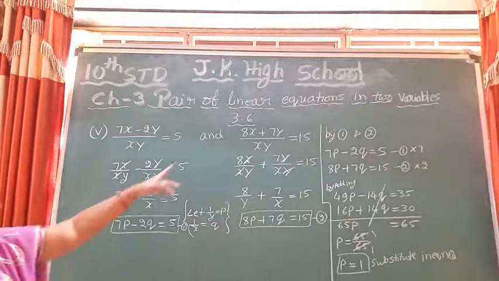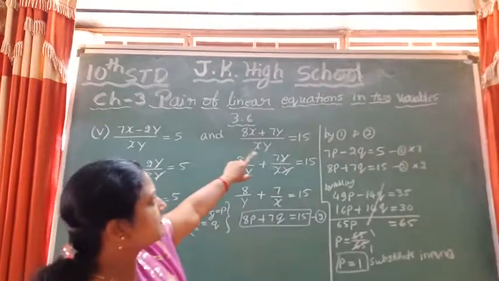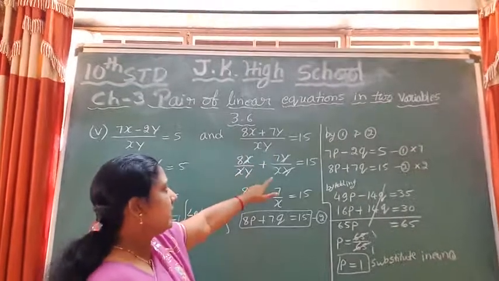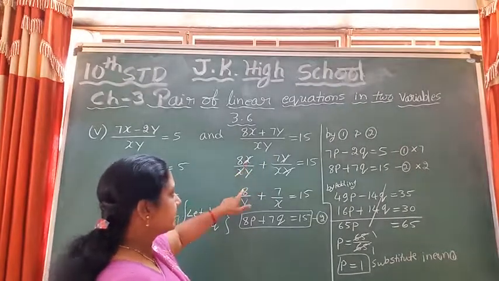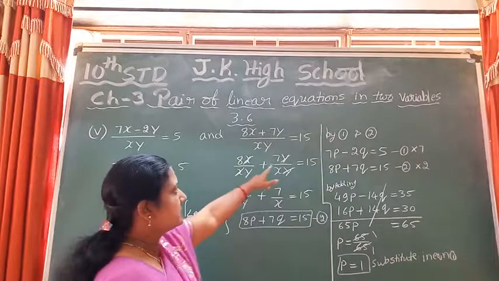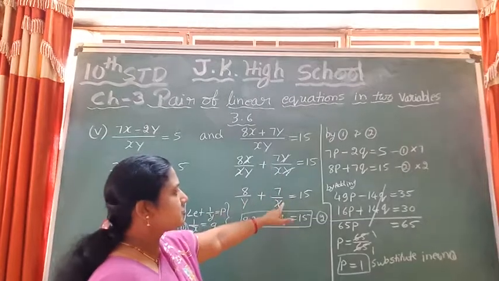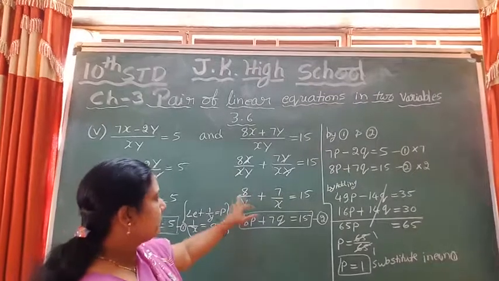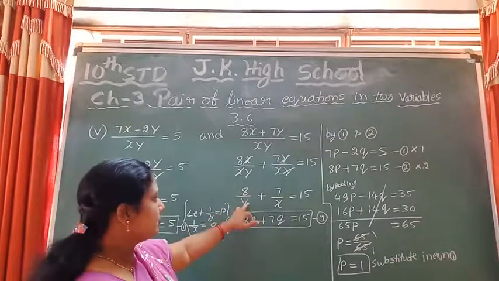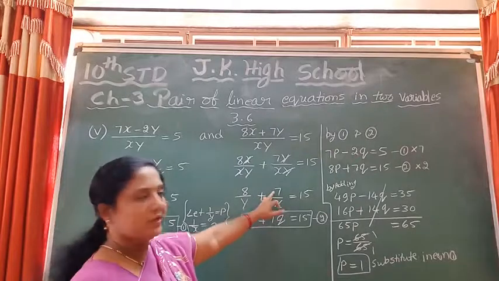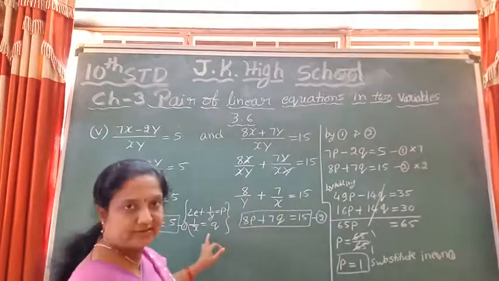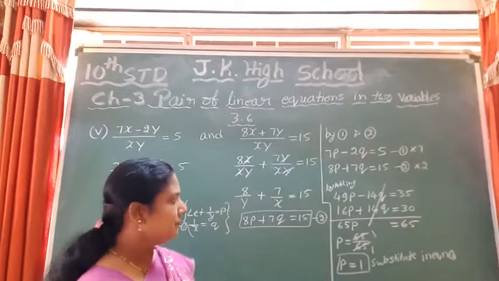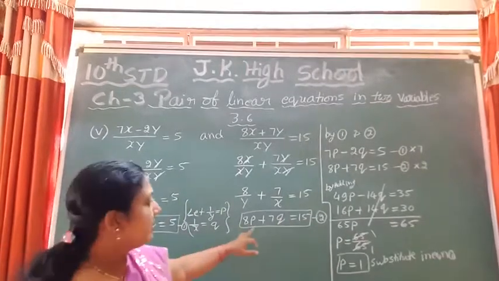In the same way, the other equation is (8x plus 7y) divided by xy is equal to 15. We divide both by xy. So x gets cancelled, it reduces to 8 by y, plus y gets cancelled, it reduces to 7 by x, equal to 15. Since we have taken 1 by y as p, it becomes 8p, and 1 by x we have taken as q, so it becomes 7q is equal to 15. Call these equation number 1 and equation number 2.